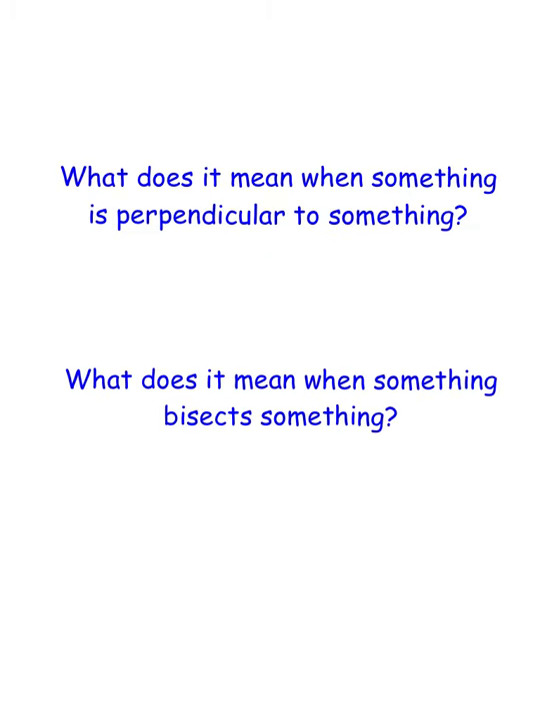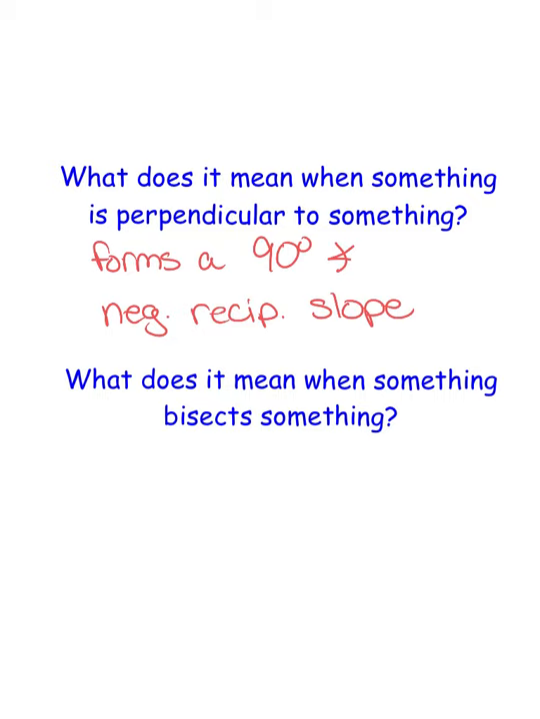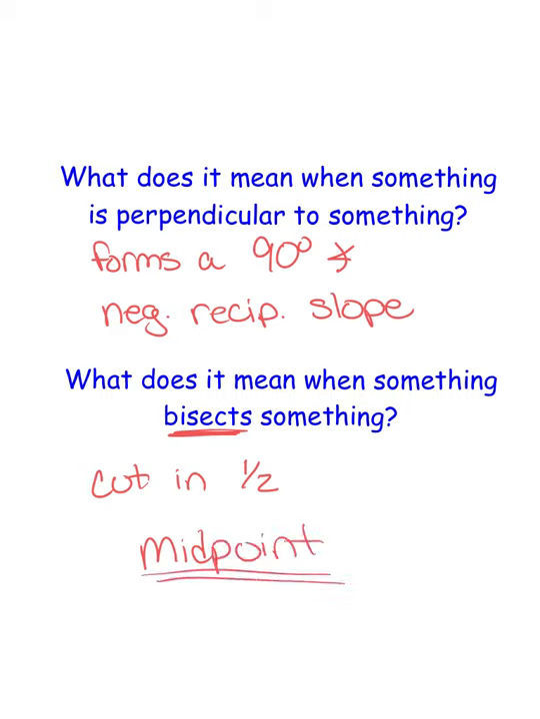Now we have to go through a little bit of vocabulary. Perpendicular to something means it forms a 90-degree angle, and the slopes are negative reciprocals. If we bisect something, that means we cut it in half. And the formula we learned early in the year is midpoint. It's in the middle. Okay, so that's important, the midpoint and our negative reciprocal slope.